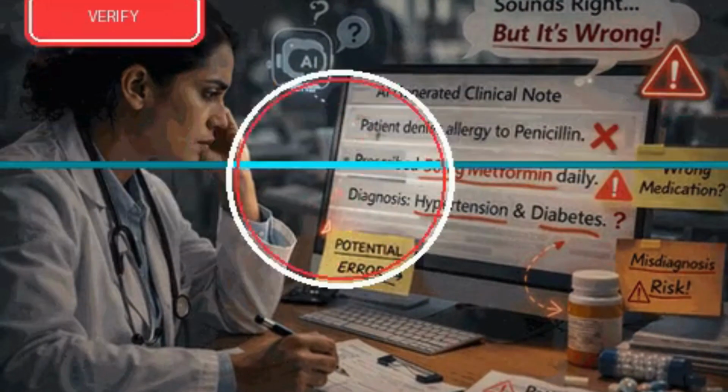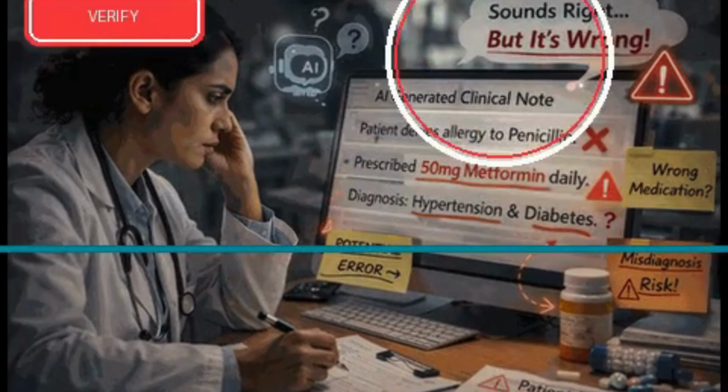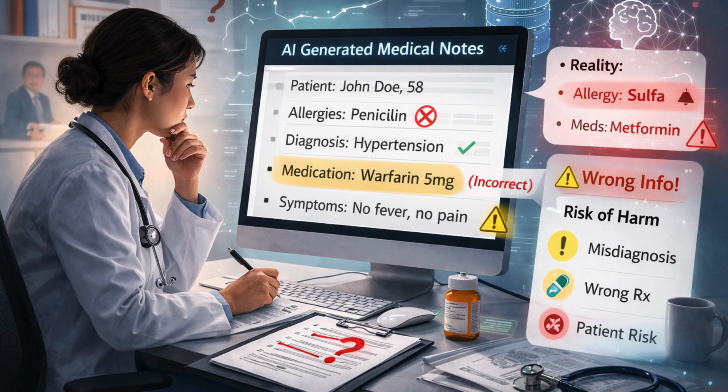Second risk, I would like to say, is hallucinations or inaccuracies in notes. Generative AI can write something that sounds right but is wrong. Even small inaccuracies in a medical record can cause downstream harm.